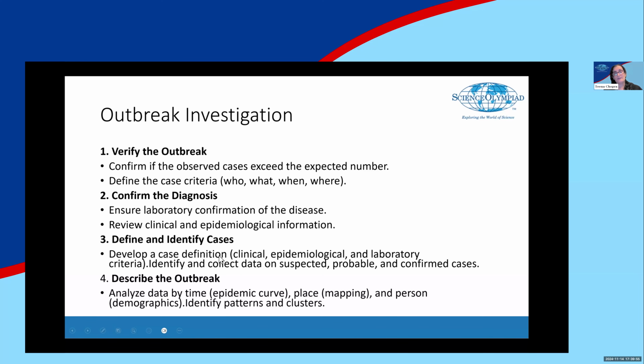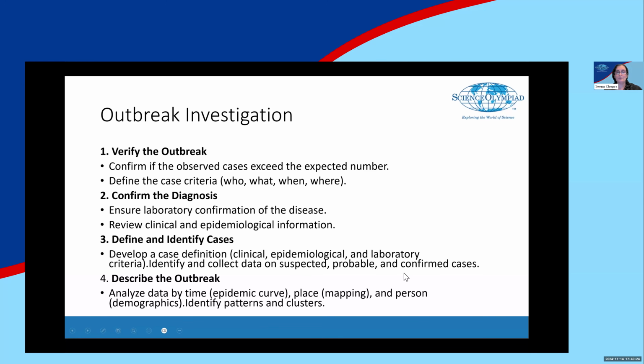Then you develop a case definition, just like when SARS-CoV-2 hit us. CDC defined it. What is a case definition based on? Clinical data, epidemiological data, lab data. And then you collect data on suspected, probable, and confirmed cases. So usually your probable cases will be much bigger in number than confirmed cases.